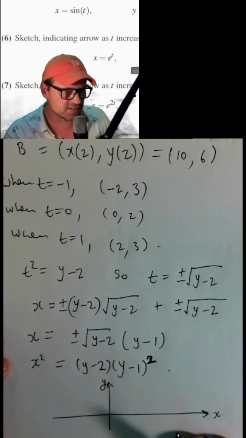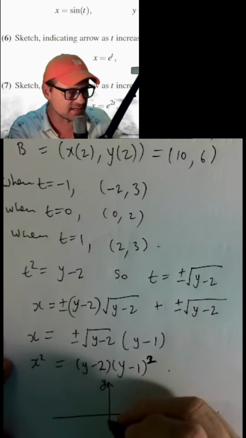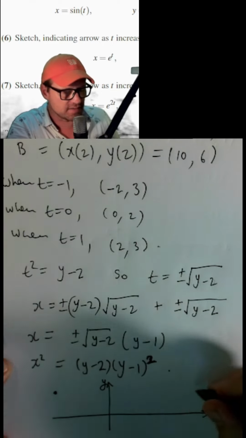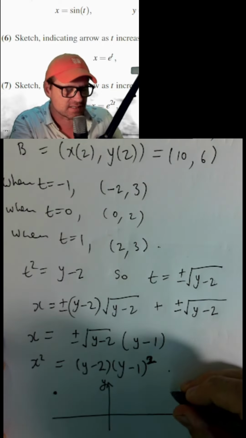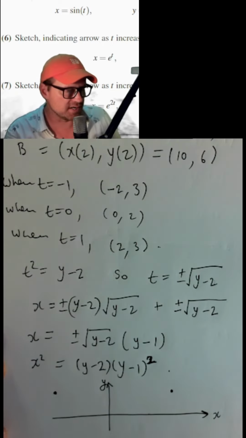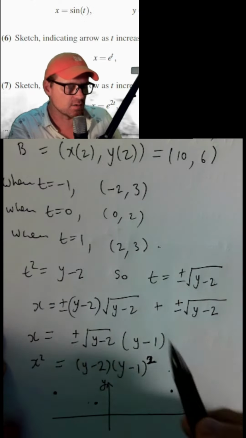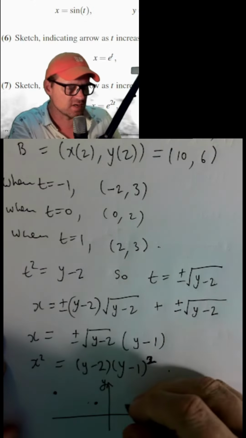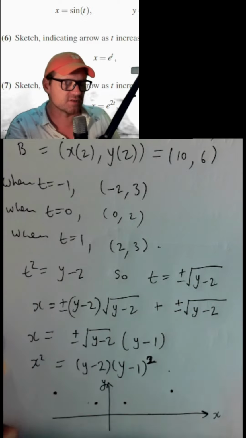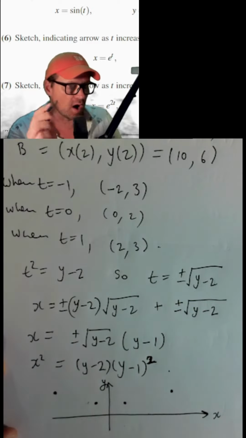When t is minus 2, we have minus 10, 6. So let's put that there. And then on the other side, we have 10, 6. Then when t is minus 1, we have minus 2, 3. So something like this. And then when t is 1, we have 2, 3. So there seems to be a little symmetry about the y-axis.